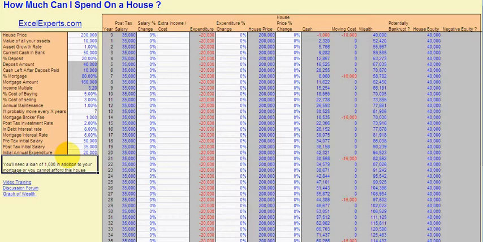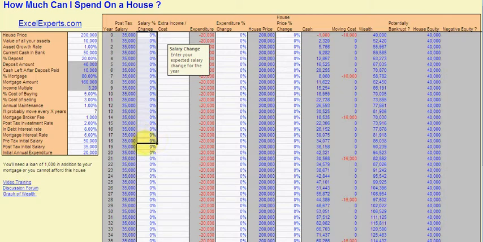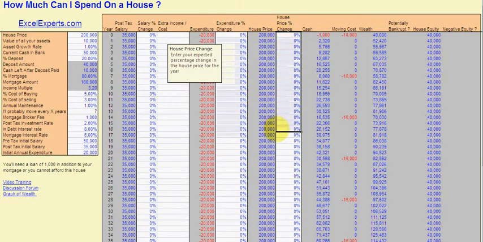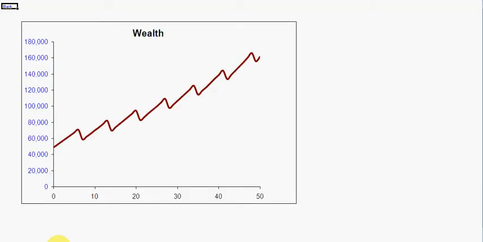now I can enter various assumptions as to the changes in salary, in extra incomes, in expenditure changes, in house price changes, and all of those will impact my wealth. Right now I haven't entered any assumptions, I've just assumed they're all zero, and if we have a look at the graph of my wealth, it goes up nicely with my salary and it goes down every time I move, so I have to pay the buying and selling costs.